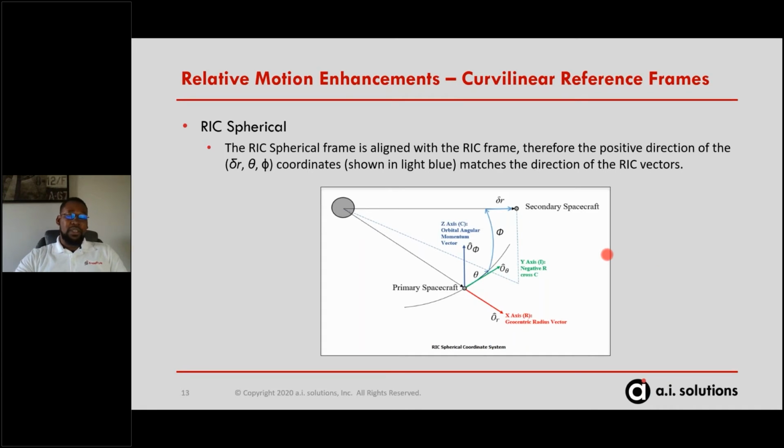Again, these are just using the same RIC reference frames that most folks have used in the past. The only difference is that they are traversing the relative position using either a cylindrical boundary or, sorry, a cylindrical boundary or a spherical boundary.